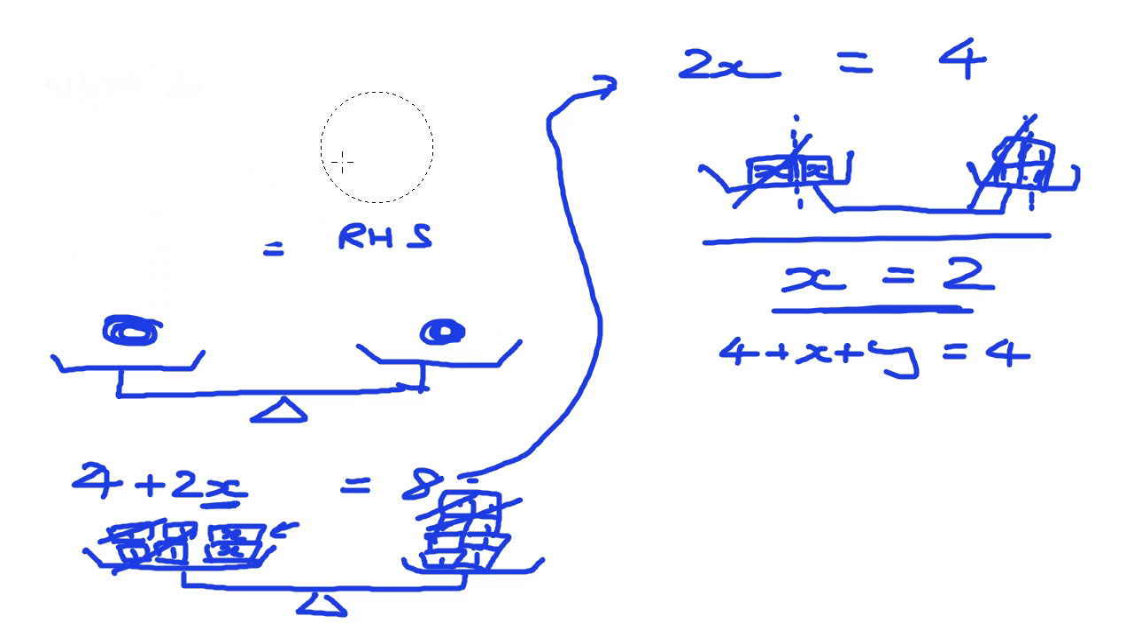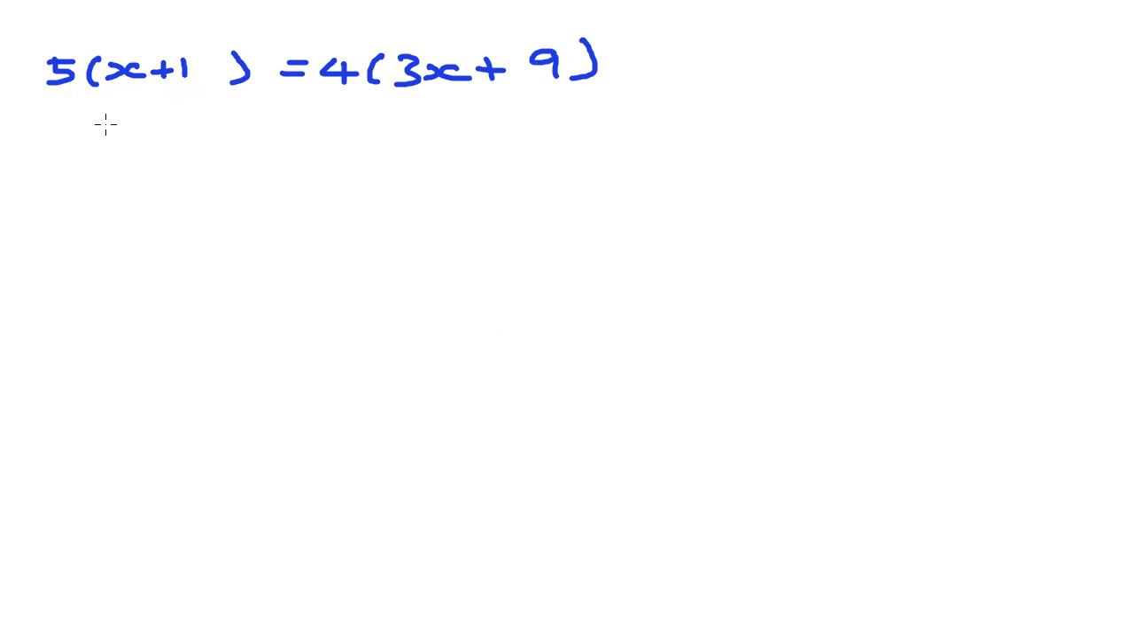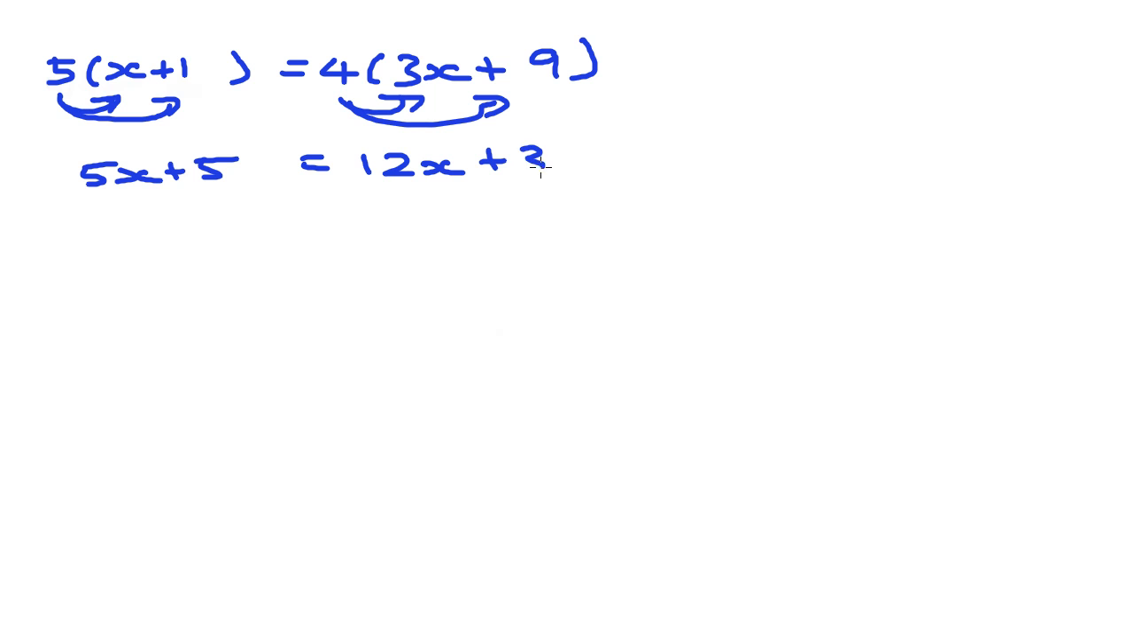Now we'll look at some trickier cases. Let me just remove this. The first case we're going to look at is when equations have brackets. So for example, I have this question and this equation. The question asks you to solve this equation. What you have to do first is to remove the brackets, to expand out both sides. In this case, you multiply in to both, you get 5x plus 5, and here you multiply in, you get 12x plus 36.